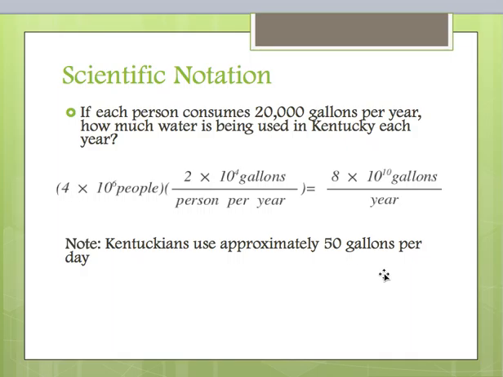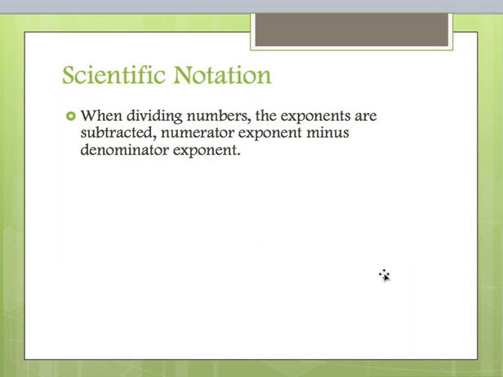Just a little fun fact: Kentuckians use approximately 50 gallons per day. All right, if you've mastered multiplying, and remember you can always get on the web and find some more sources for practice if you need it.